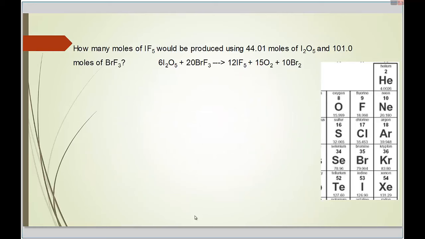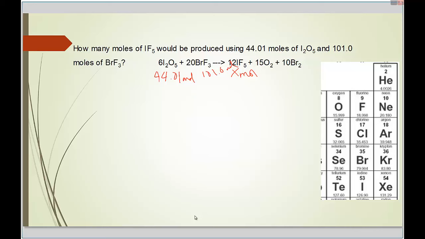Alright, so let's do some practice problems. We have several practice problems just to make sure we're all on the same page and knowing what we're supposed to do. So how many moles of IF5 are produced using 44.01 moles of I2O5 and 101.0 moles of BrF3? Notice that we have two things on the left hand side.